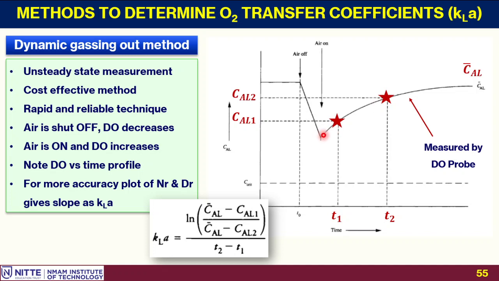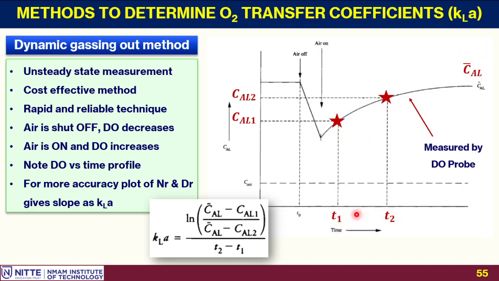This particular point where you switch on the air should be above the critical concentration. The critical concentration is the minimum oxygen concentration required in the bulk so that the biomass can survive. If the biomass dies, you cannot do any experiment or fermentation. It should be alive, so the C critical value should be maintained. So this point is always above the critical value. At this point you switch on the air and the dissolved oxygen concentration keeps increasing until it reaches the final value, which I call C bar AL. In between, I can record the values as a function of time.